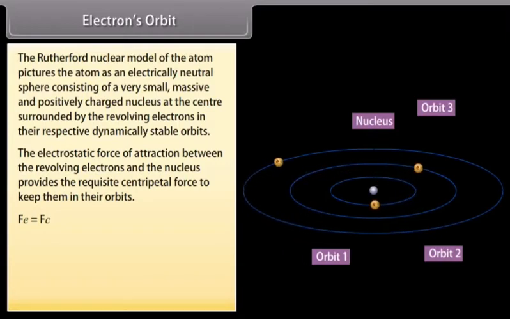Putting their respective values, we get mv square by r is equal to 1 upon 4 pi epsilon naught times e square upon r square. We can also write this equation as r equals e square upon 4 pi epsilon naught m v square.